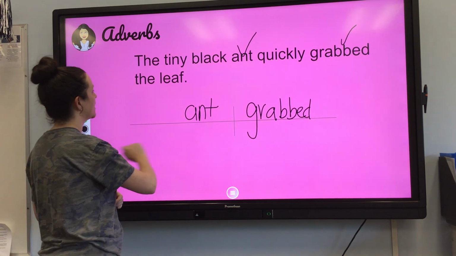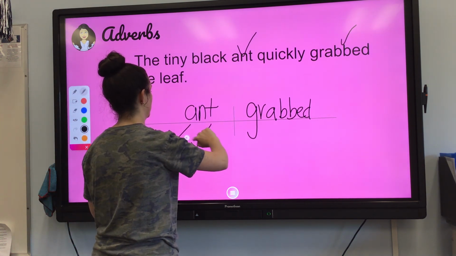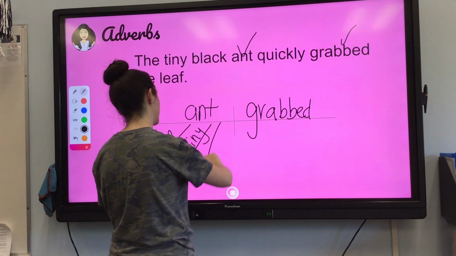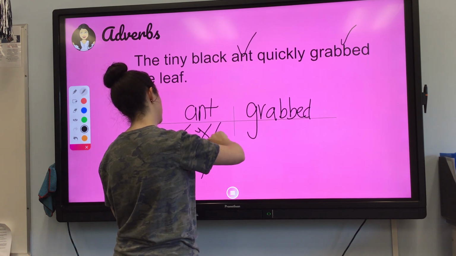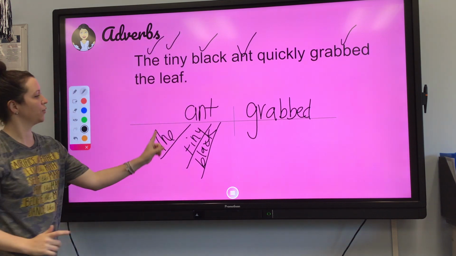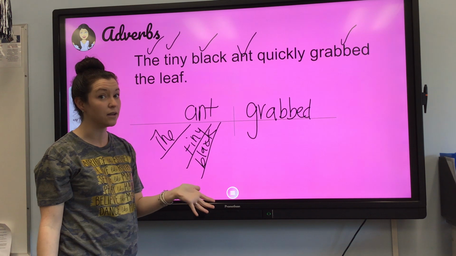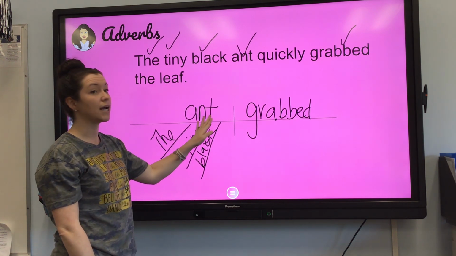Okay. Ant. What kind of ant? We've got the, and we've got tiny. Oh, and we have black. It's a tiny black ant. Those are the ones that don't hurt as much when they bite you. All right, so all three are underneath ant. Why are they underneath ant? Because each one of them describes ant.